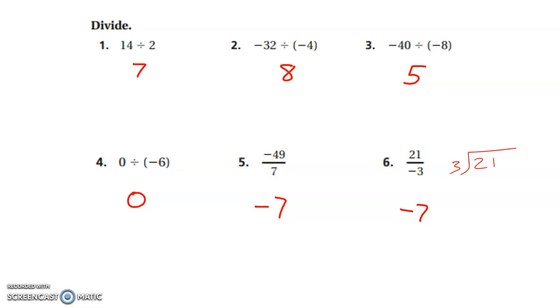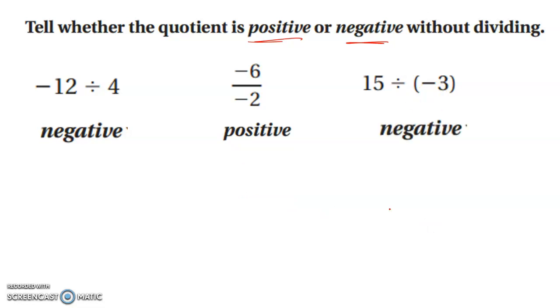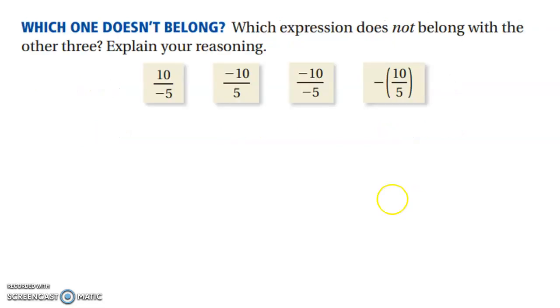All right, turn the page. Now, these ones, they don't want the answer. They just want to know, would the answer be positive or negative? So if there's only one negative, your answer is going to be a negative. What about two negatives? Positive. And only one negative? Negative. So you should be able to get the sign without even having to do the work.